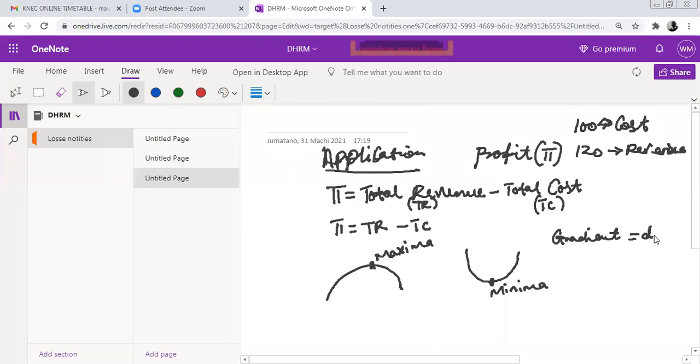So it is going to be given by d pi, because we are going to have the equation for the profit is equal to something. You can actually find an equation that says profit is equal to 2q squared plus 4q minus 8.